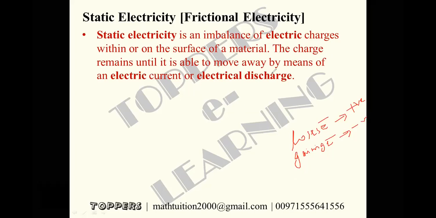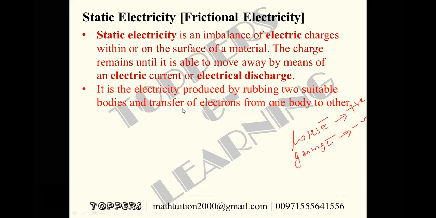Fine. So the charges remain until they are able to move away by means of electric current or electric discharge. So if you bring that charged object and touch a pith ball, the pith ball also gets charged, so some kind of discharge will take place. Now, it is the electricity produced by rubbing two suitable bodies and transfer of electrons from one body to another.